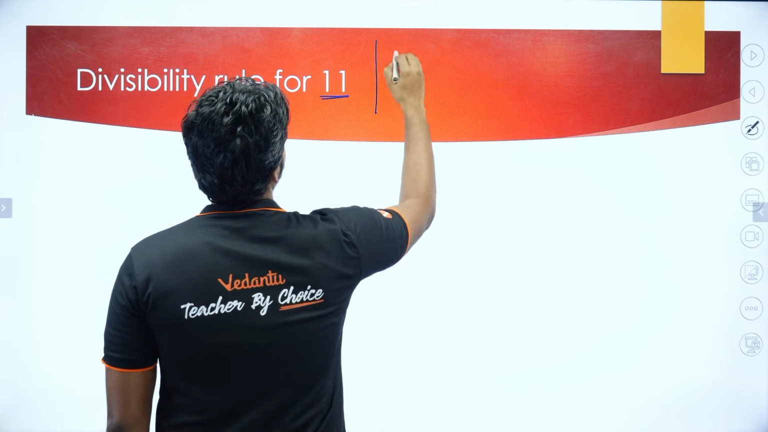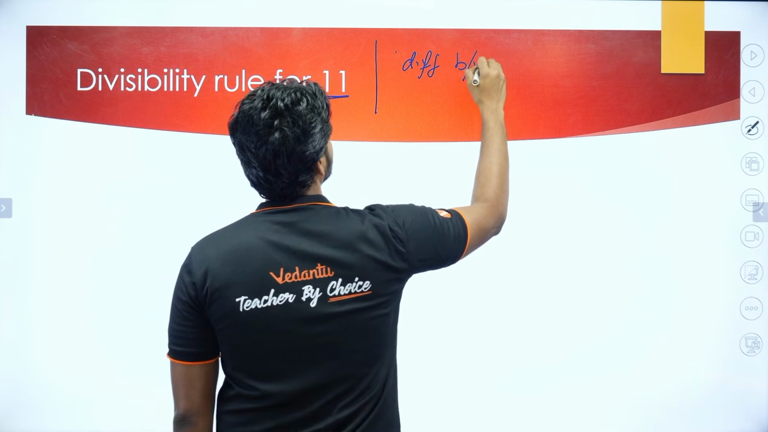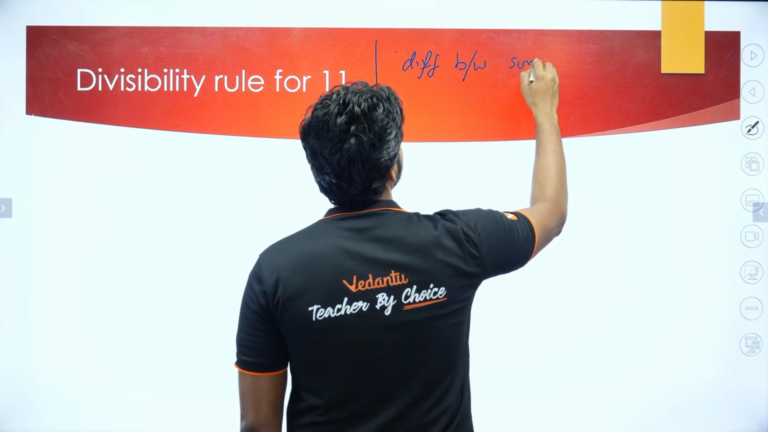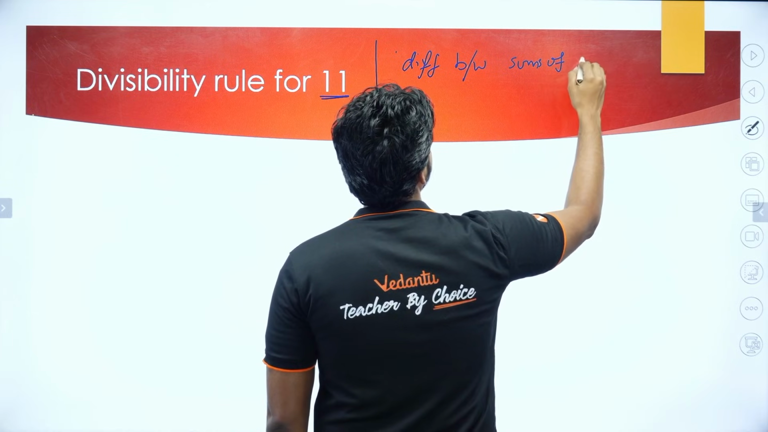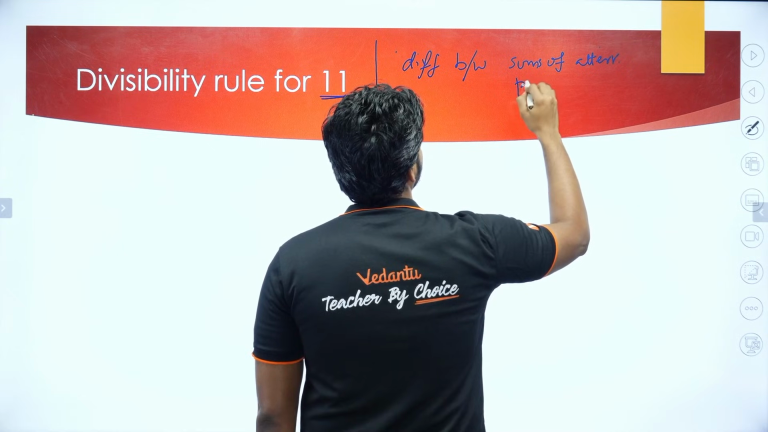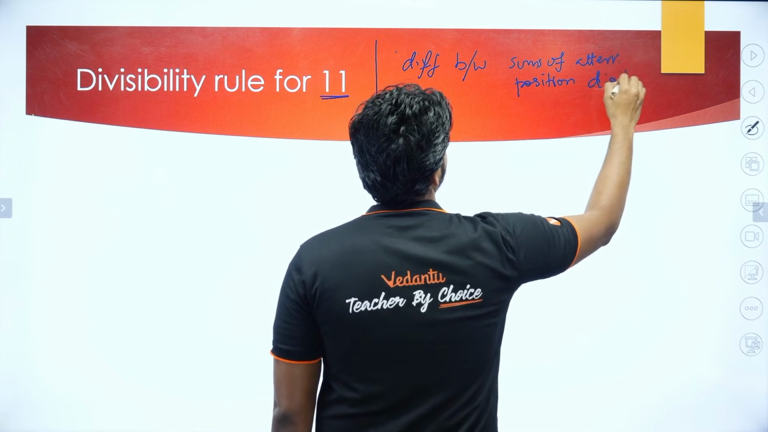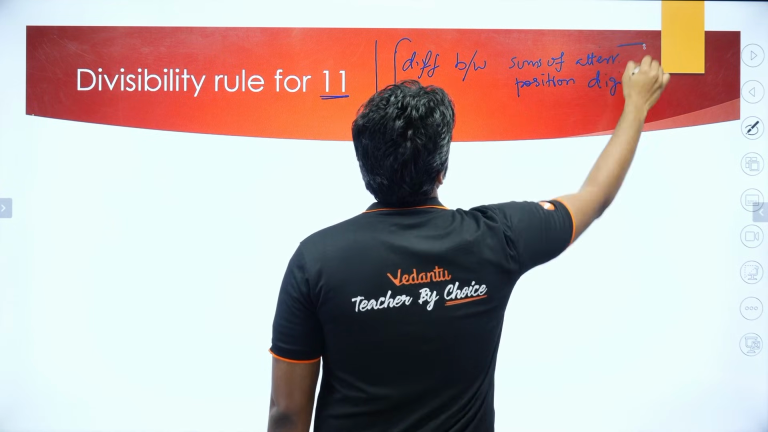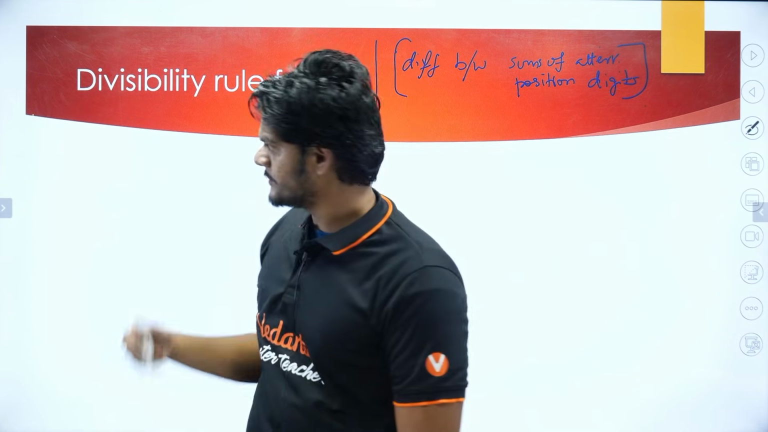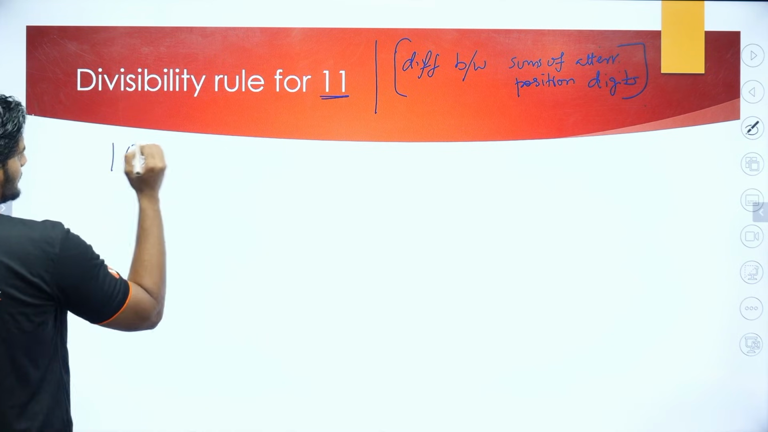It is the difference between the sums of alternate position digits. That's the definition. I hope that is visible. So how do we prove that? Okay, let's look at 10.